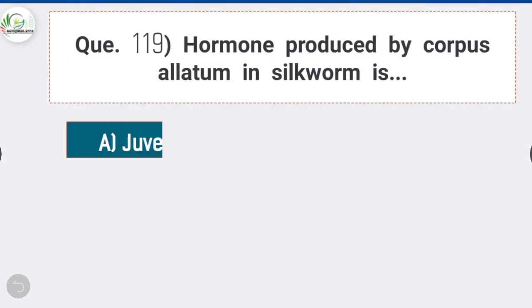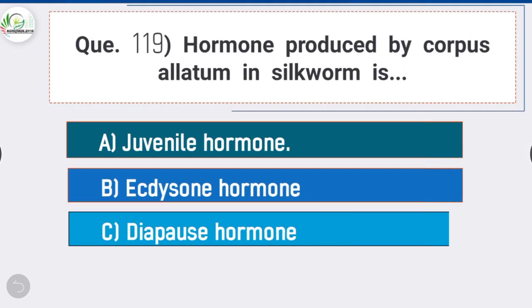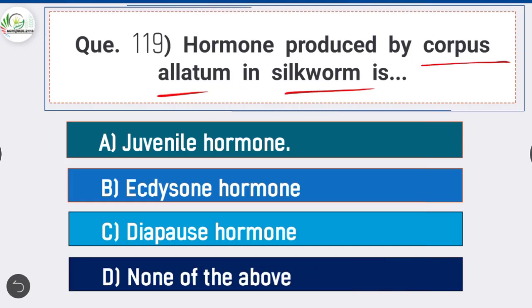Question number 119. Hormone produced by corpus allatum in silkworm is, and the correct answer is option A, juvenile hormone. Hormone produced by corpus allatum in silkworm is juvenile hormone.